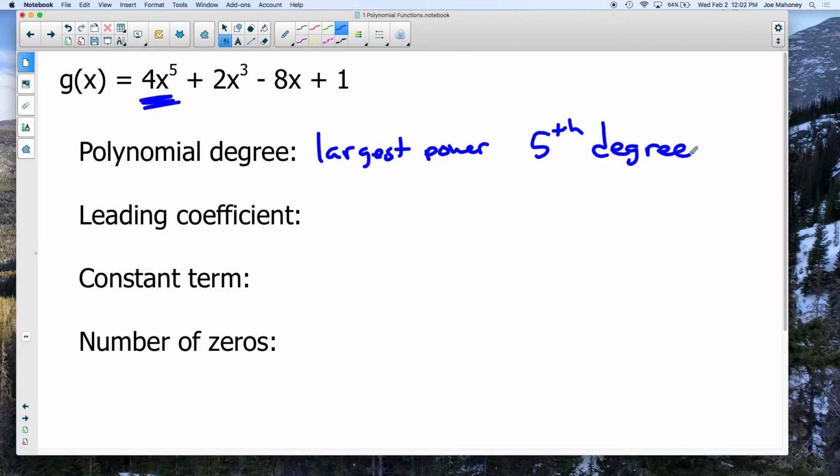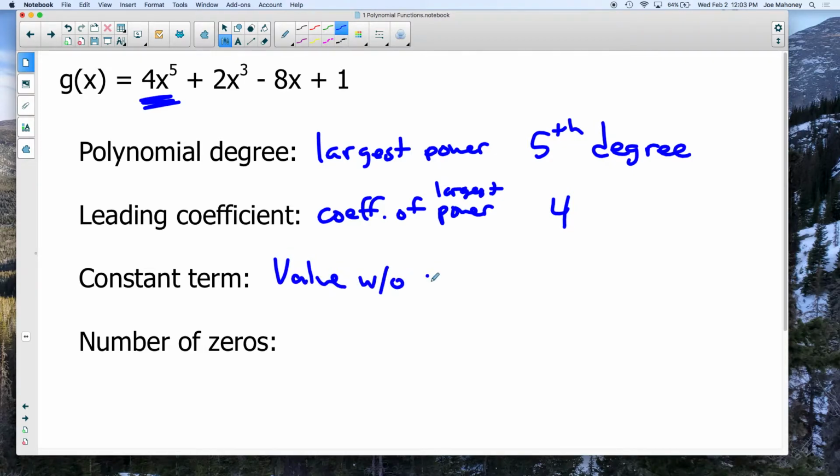The leading coefficient is the coefficient of that largest power, we'll say. So in this case, our leading coefficient is 4. Again, it doesn't have to be first. It has to be the one with the largest power. The constant term in this case is the value that you have that does not have a variable on it. So in this case, it's that positive 1 at the end. It doesn't have to be at the end. So in this case, the constant term is 1. Because if we plug in an x value, the other 3 terms change, but 1 always stays the same.